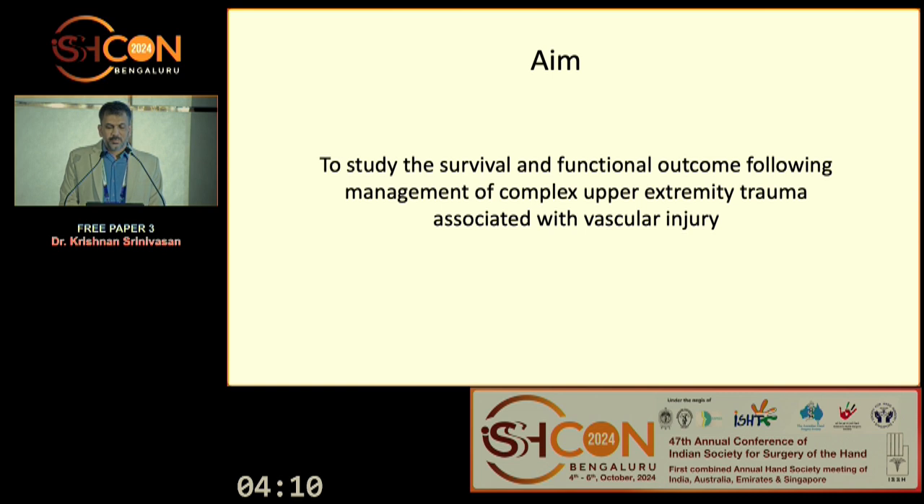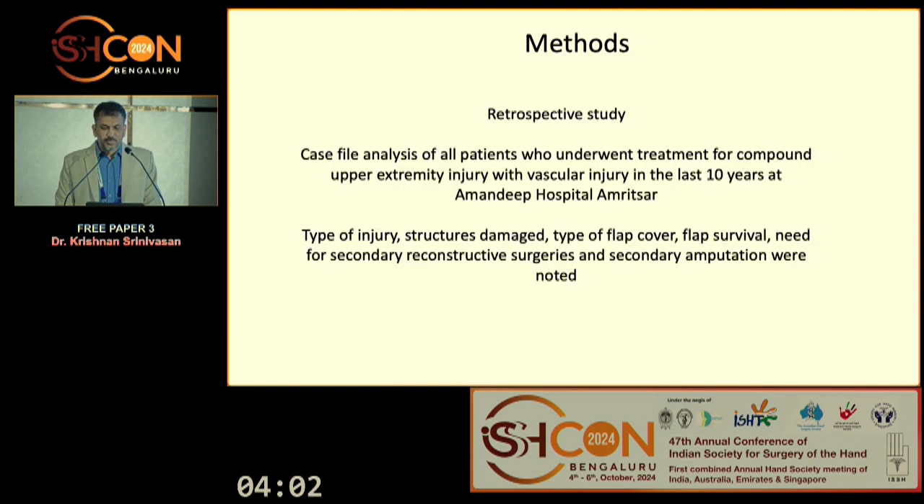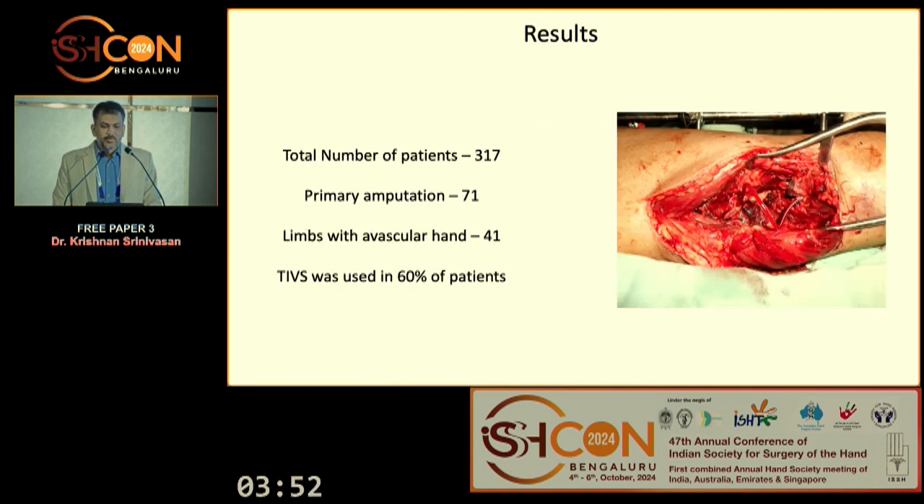In this study, we aimed to look at the survival and outcome following management of complex upper extremity trauma which were associated with vascular injury. This was a retrospective study where the case files of patients who underwent treatment for compound upper extremity vascular injury were analyzed over a period of 10 years. We had a total of 317 patients, out of which 71 had primary amputation. The decision on whether to amputate primarily or not depends on whether the hand is structurally intact and also the ischemia time. The final decision is quite often taken in the operation theatre after debridement and assessing the structures.